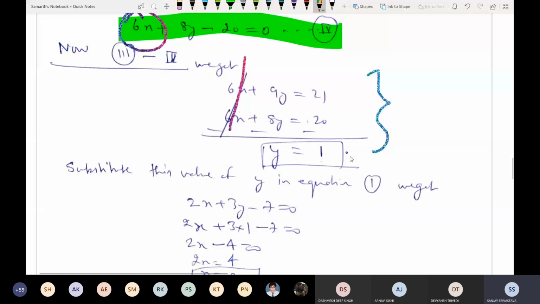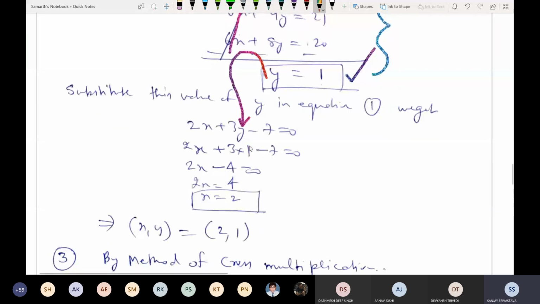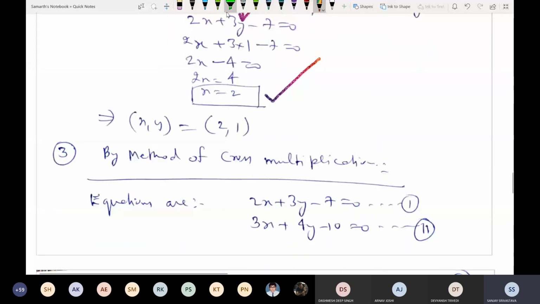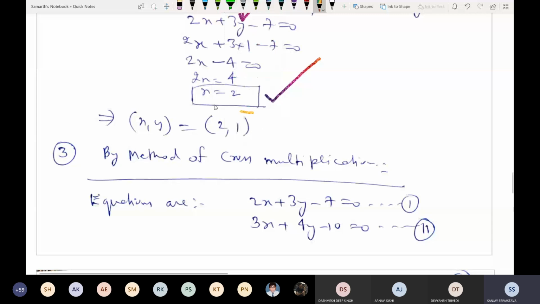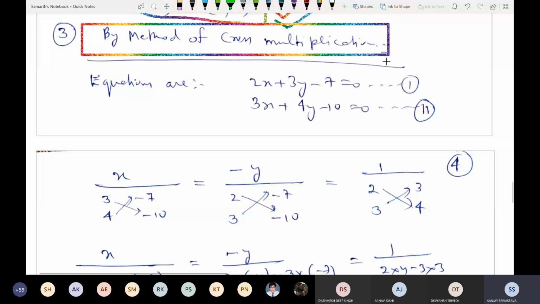So 2x plus 3y minus 7 equal to 0 was the equation when we will substitute this value of y in this equation. So 2x plus 3 into 1, because value of y is 1, minus 7 equal to 0, or 2x minus 4 equal to 0, or 2x is equal to 4, or x is equal to 2. So the values of x and y are 2 comma 1. And again I am repeating, don't forget to write the solution set in form of ordered pairs, that is in form of circular bracket. Is it clear to everybody, boys, this method of elimination?